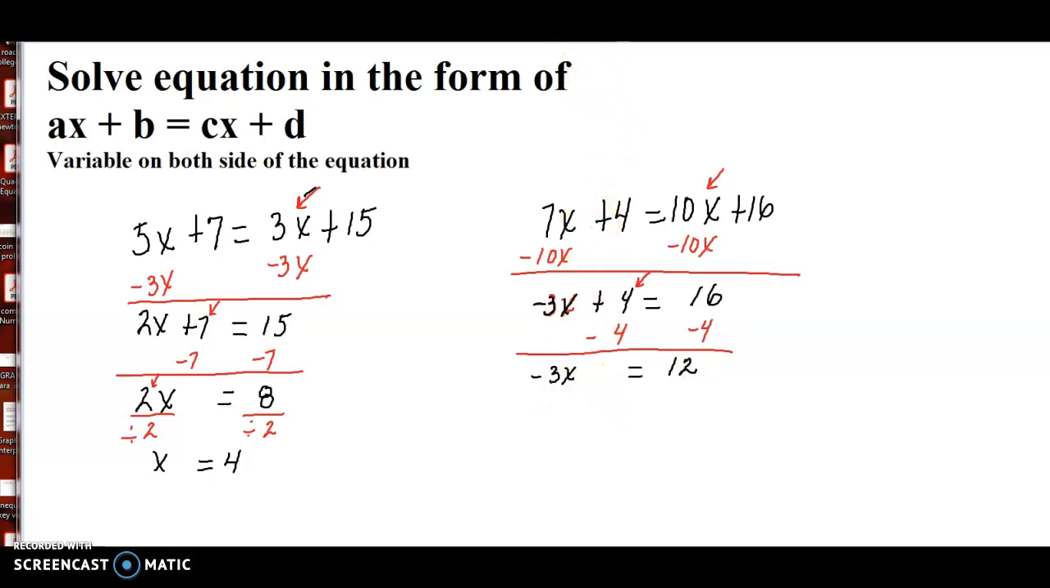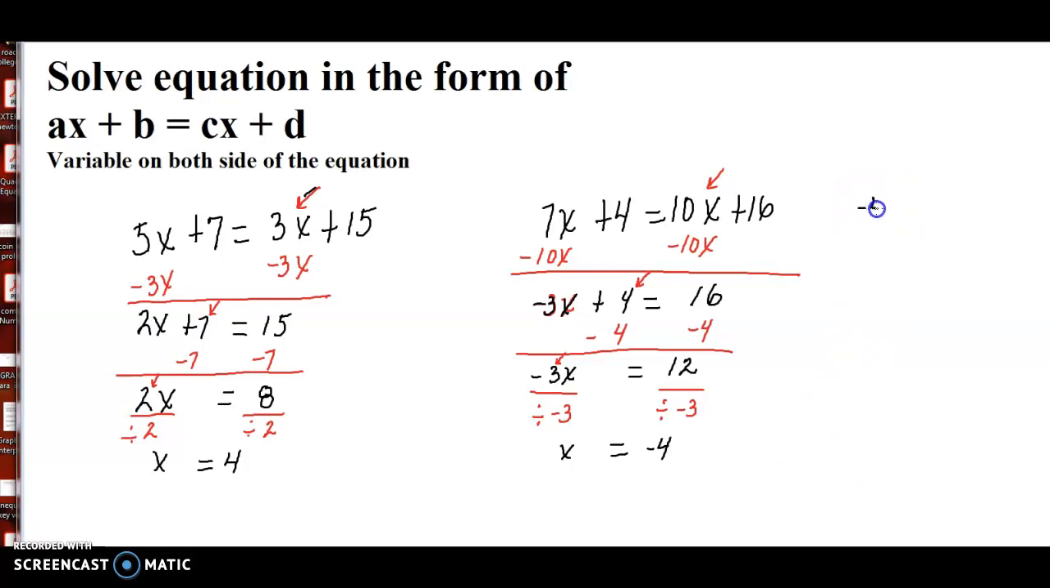I still don't have x by itself, so I need to get rid of the negative 3 here. The only way I can get rid of that negative 3 is to divide both sides of the equation by a negative 3. So I'm going to divide both sides of the equation by a negative 3. And so I have here x is equal to, and now 12 divided by a negative 3 is a negative 4. Okay, so let's look at our next one.